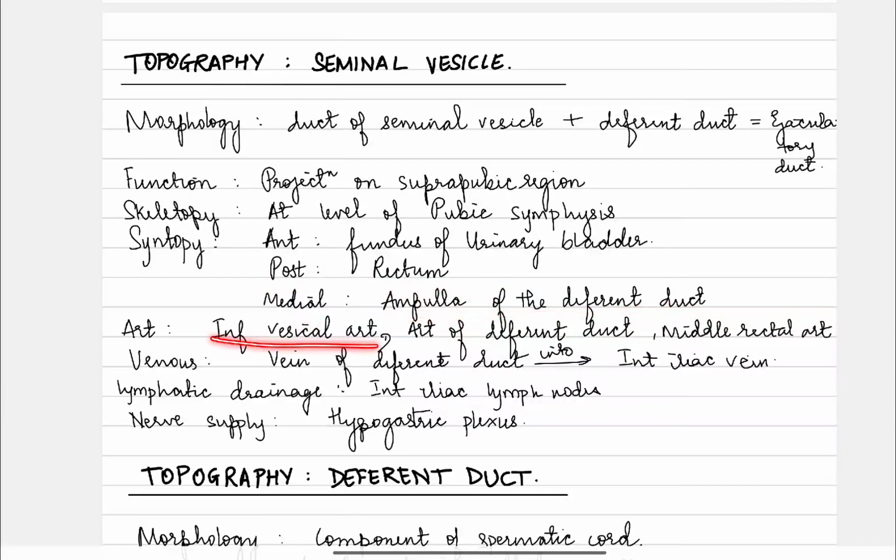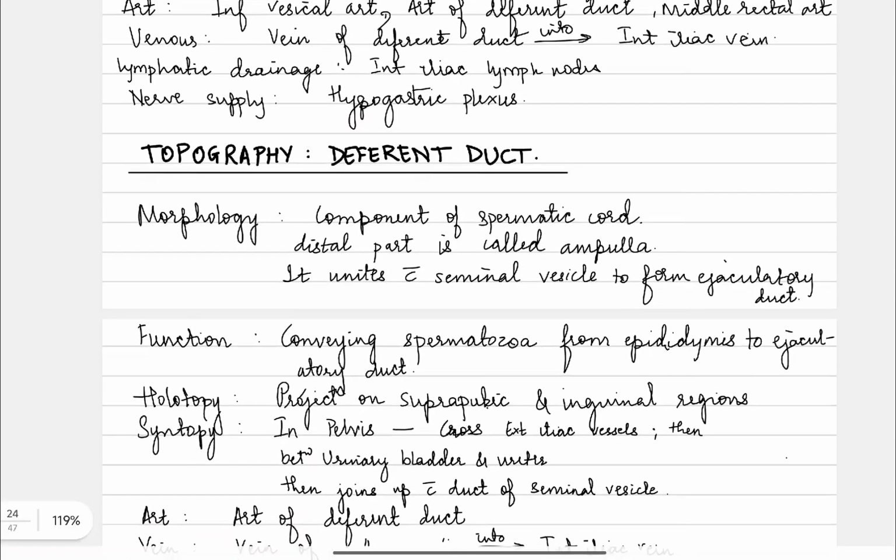Artery is inferior vesical artery, artery of deferent duct, middle rectal artery. Vein is vein of the deferent duct into internal iliac vein. Lymphatic drainage into the internal iliac lymph node and nerve supplies hypogastric plexus. Topography of deferent duct.